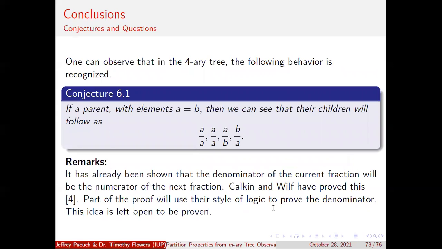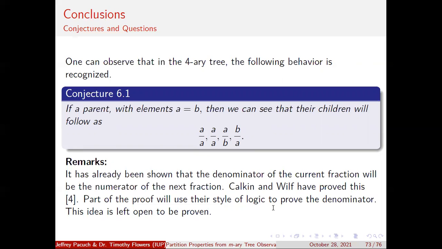This will work for any M-level tree, but I list it as an example given the four-ary tree, since I started with that in my paper. Given the four-ary tree, let's say we have some fraction A over B where A is equal to B. Then I claim the following children will be as such: A over A, A over A, A over AB, and then B over A. I wasn't able to go through and prove this, mostly because I ran out of time.